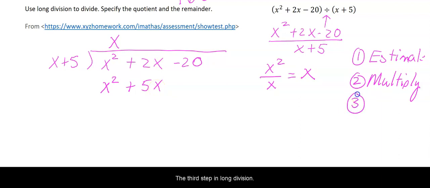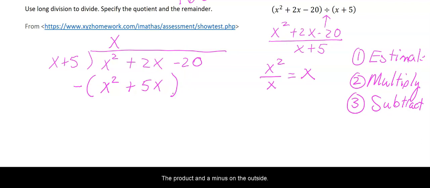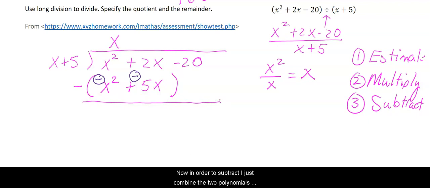The third step in long division is to subtract. When you subtract with polynomials, the easy way is to change all the signs. I put parentheses around the product and a minus on the outside. I also go one step further and actually write the changed signs with a circle around them so I know which ones to use. The minus will change this to minus x squared minus 5x. Now, in order to subtract, I just combine the two polynomials with the opposite signs applied to the product.